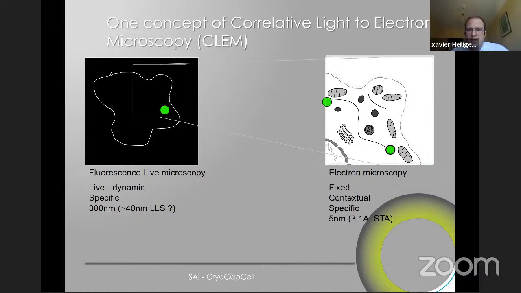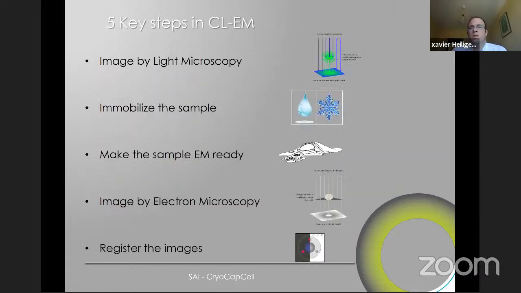To achieve that, you have technological steps, and we've heard about that, but there are key steps in correlative light and electron microscopy. One is you need to do light microscopy. That's in the title. Then you need to immobilize the sample, and we've heard about that before.